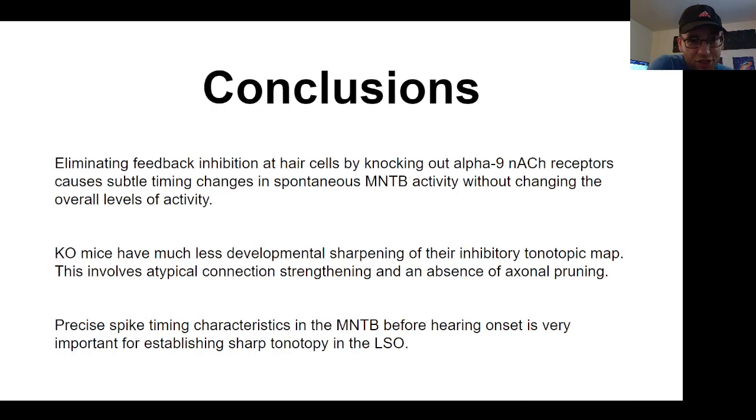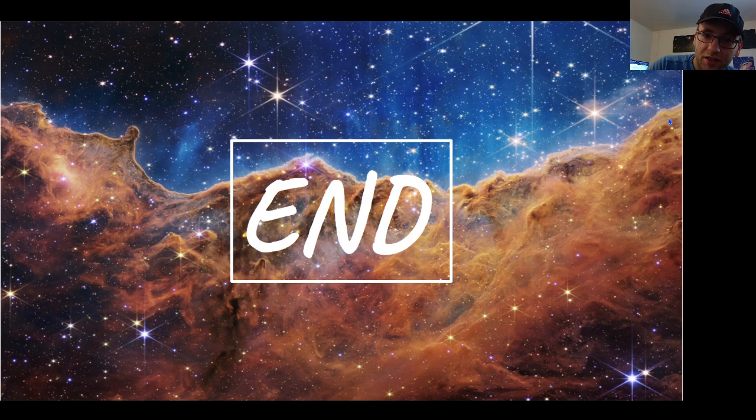Okay, and finally, in conclusion, eliminating feedback inhibition at the hair cells by knocking out alpha-9 nicotinic acetylcholine receptors causes subtle timing changes in spontaneous MNTB activity without changing the overall levels of activity. KO mice have much less developmental sharpening of their inhibitory tonotopic map. This involves atypical connection strengthening and an absence of axonal pruning. And last but not least, precise spike timing characteristics in the MNTB before hearing onset is very important for establishing sharp tonotopy in the LSO. Okay, and that is my presentation.